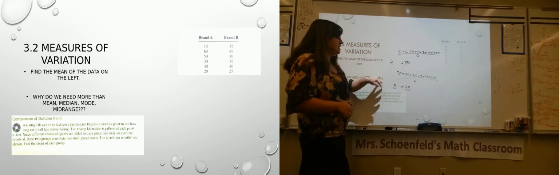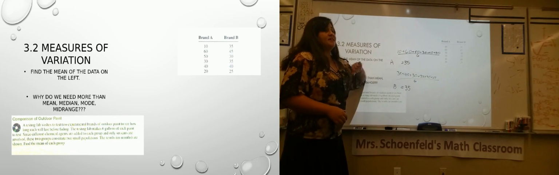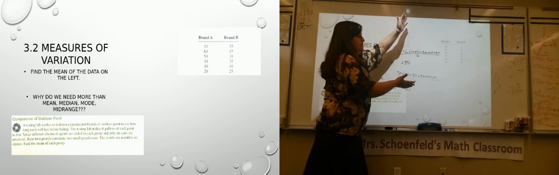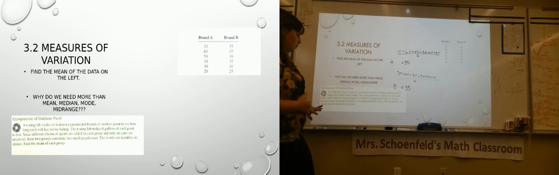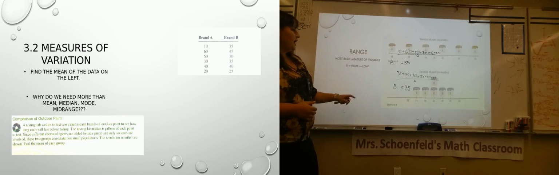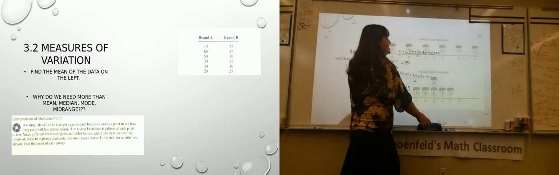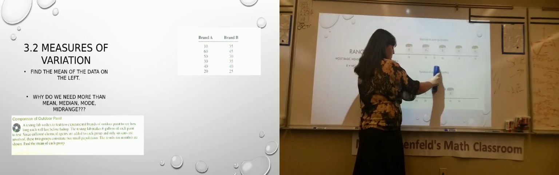Okay, that's why we need something other than the mean, median, mid-range, and mode. Because these are exactly the same, but when you look at the actual data, they're totally not the same. So we need something more. So that's why we need more. Range is the easiest type of measure of variance that we're going to talk about.